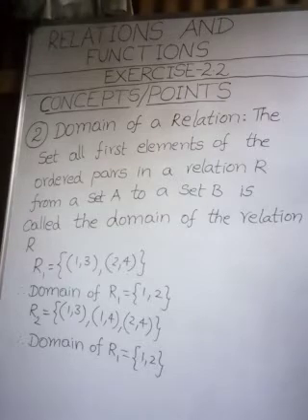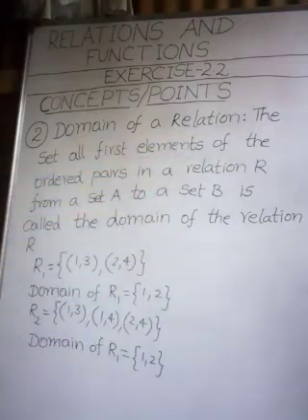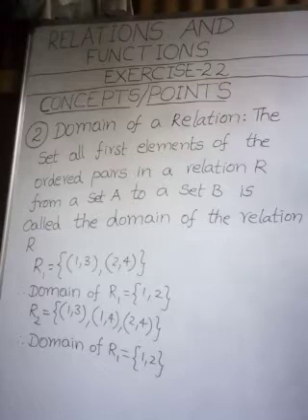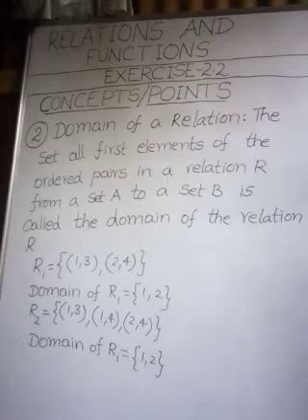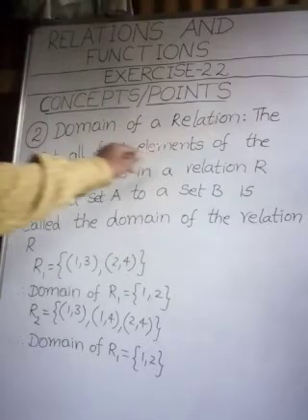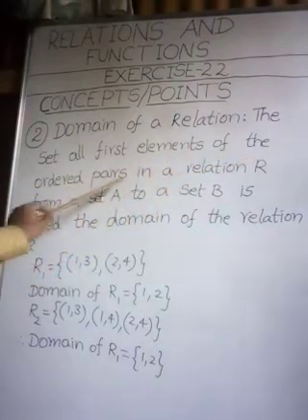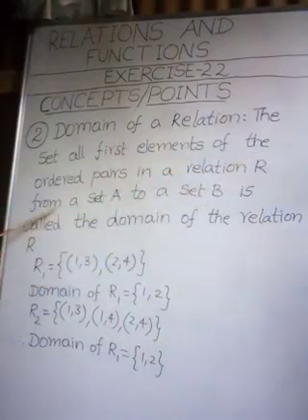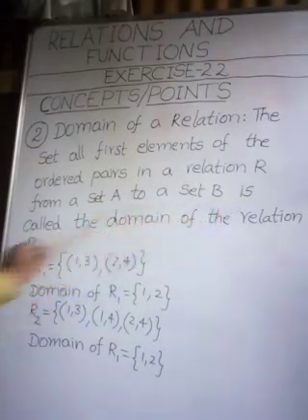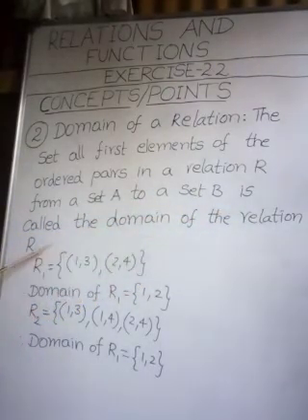Now come to the second point. Let us discuss the second point. What is the second point? Domain of a relation. How to find the domain of a relation? We take some examples to understand the definition of domain of a relation. See the definition. The set of all first elements of the ordered pairs in a relation R from a set A to set B is called the domain of the relation R.